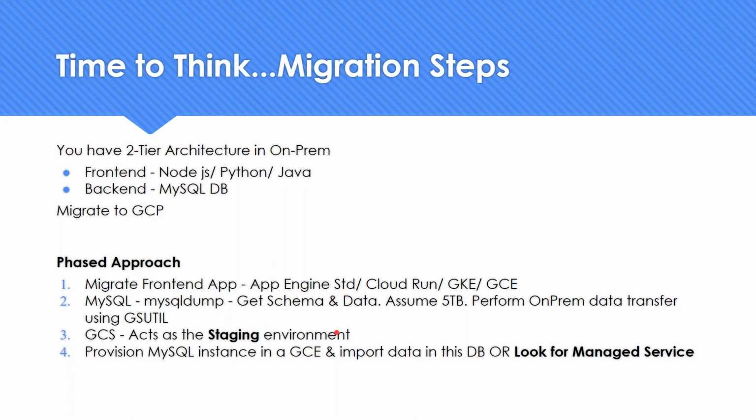So get a dump. Once you have the dump on-prem, you can transfer your data, the dump, using gsutil. Simple. I don't need to use Transfer Appliance because the volume is less, and I cannot use Storage Transfer Service also because it's from on-prem. So dump that into my favorite product, Google Cloud Storage, as a staging environment.